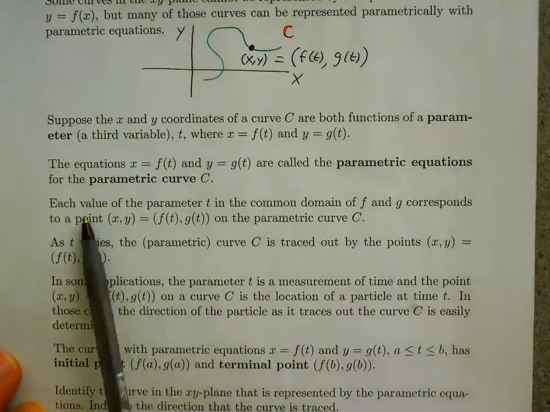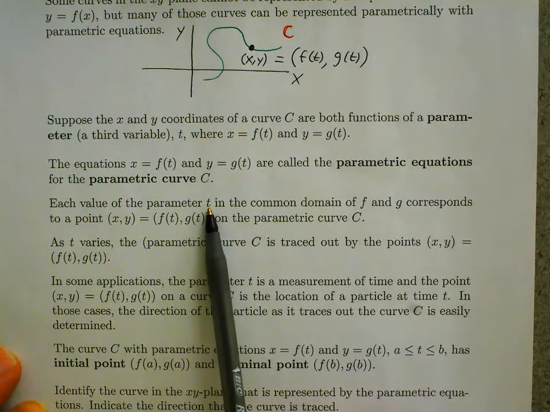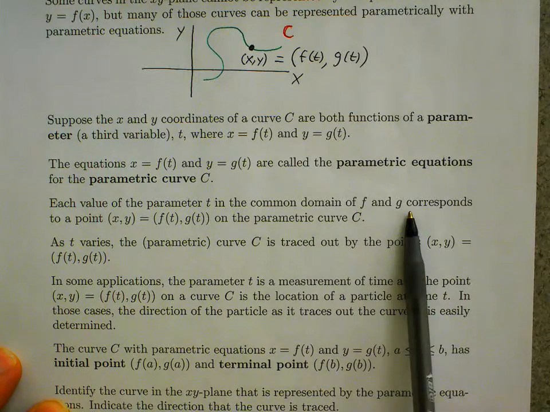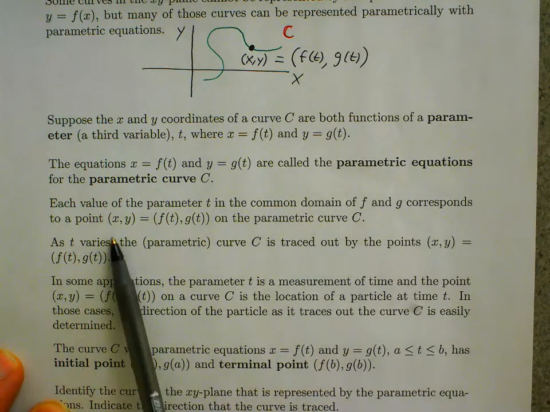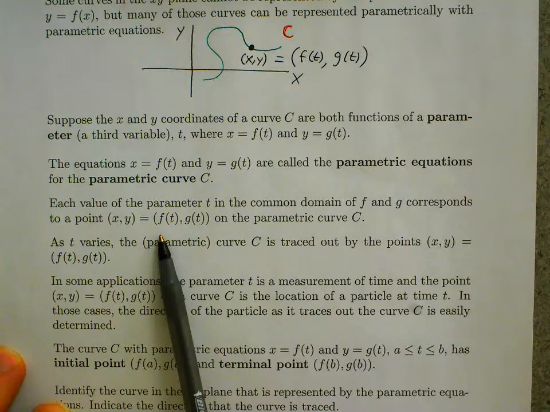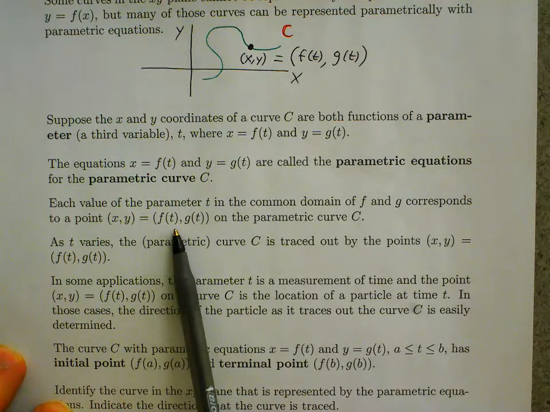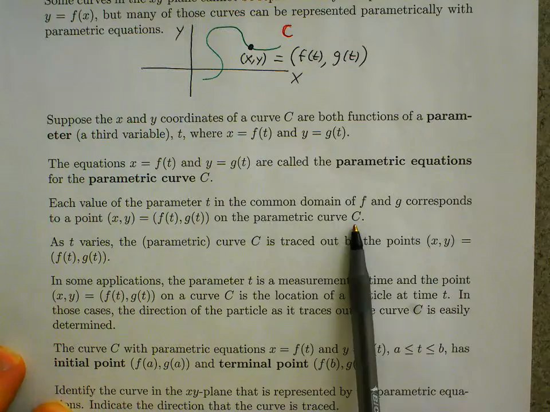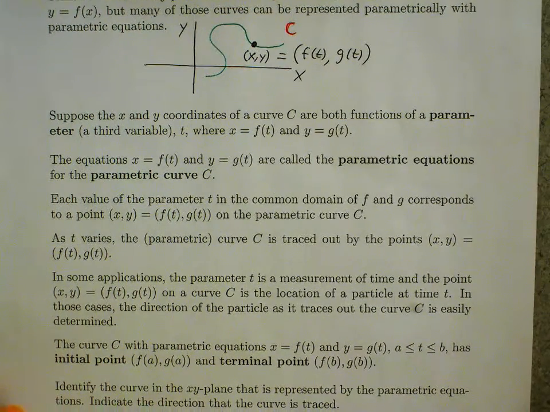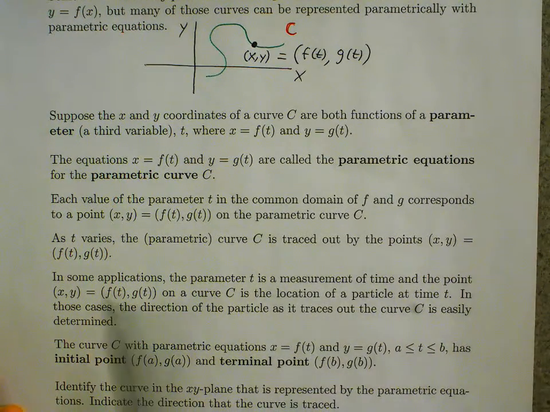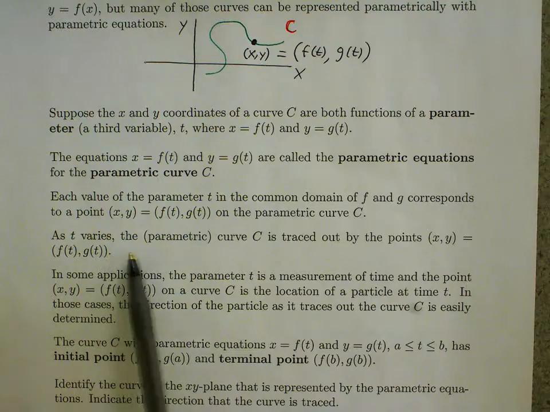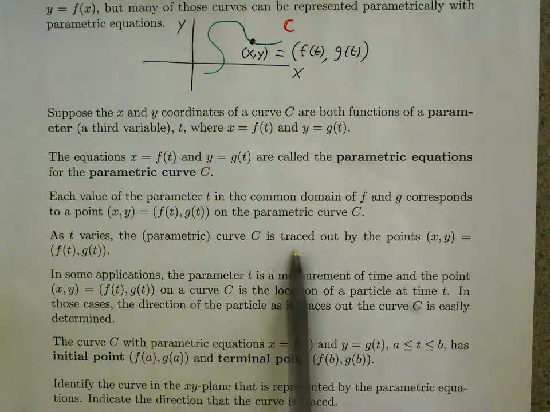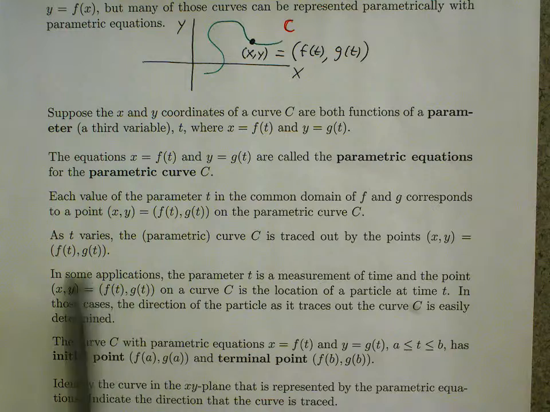Okay, so each value of the parameter t in the common domain of the functions f and g corresponds to a point x, y equals the ordered pair f of t, g of t on the parametric curve C. So as t varies, the parametric curve C is traced out by the points f of t, g of t.